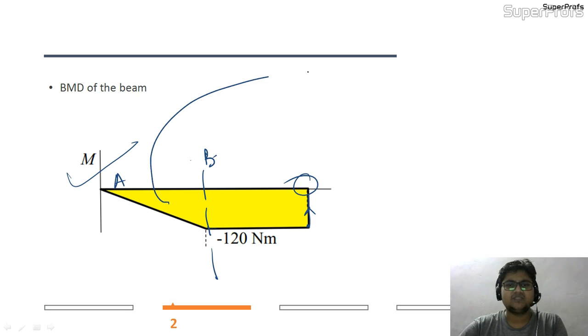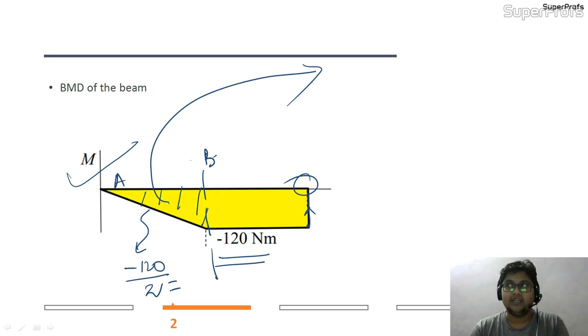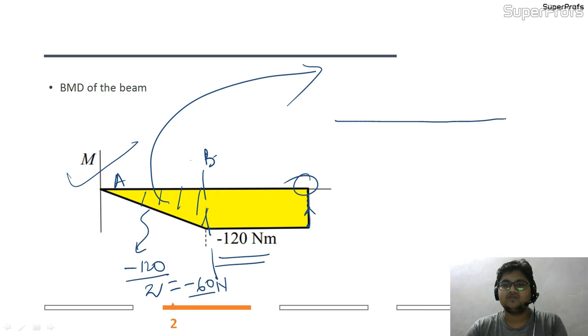Now suppose from this bending moment diagram I try to calculate back what is my shear force. Here the slope of the bending moment diagram gives me the shear force. Now this minus 120, what is the slope of this line? The slope of this line is minus 120 by 2 meter, which is minus 60 Newton. So here the shear force will be, suppose this is my reference line, minus 60, and as the slope is constant up to point B, the magnitude will be constant up to point B.